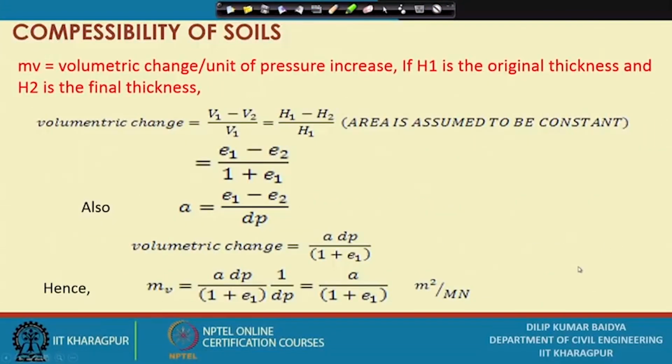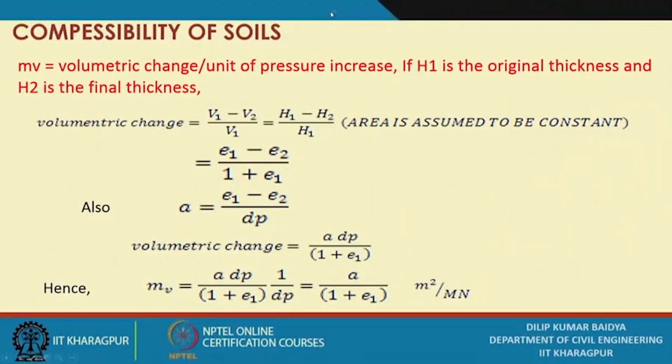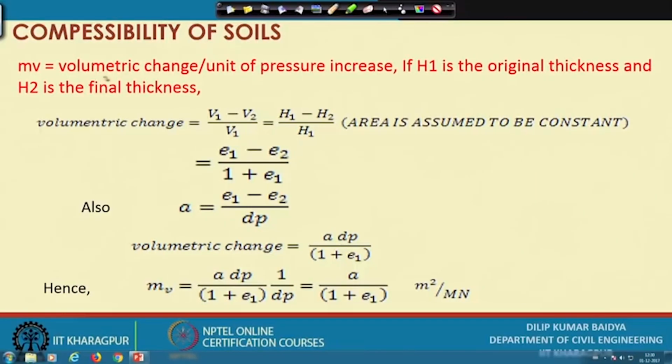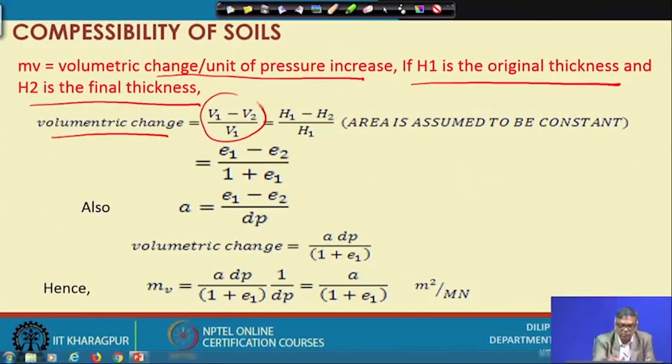And then MV is defined as the volumetric change per unit pressure. If H1 is the original thickness and H2 is the final thickness, the volumetric change we can write this way. Also, I can write it in this way, because the area is constant.